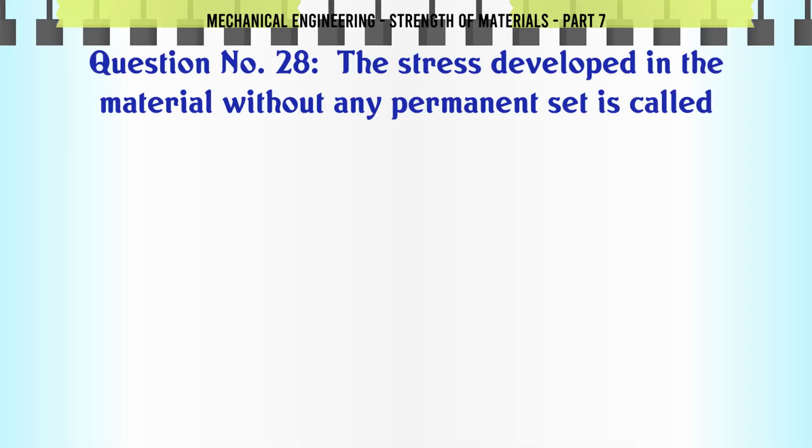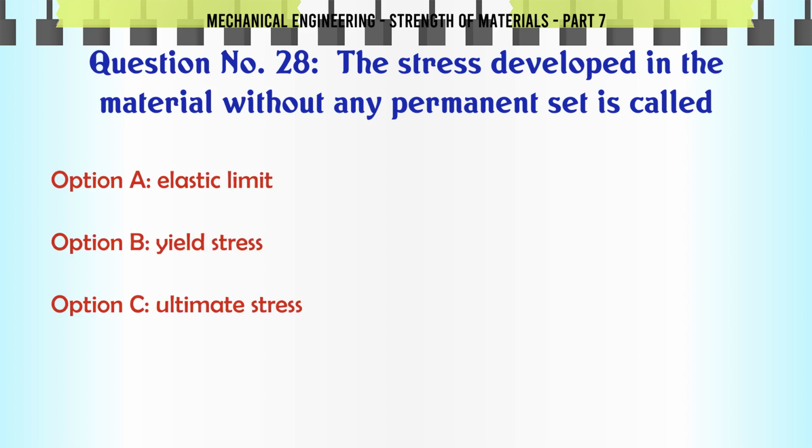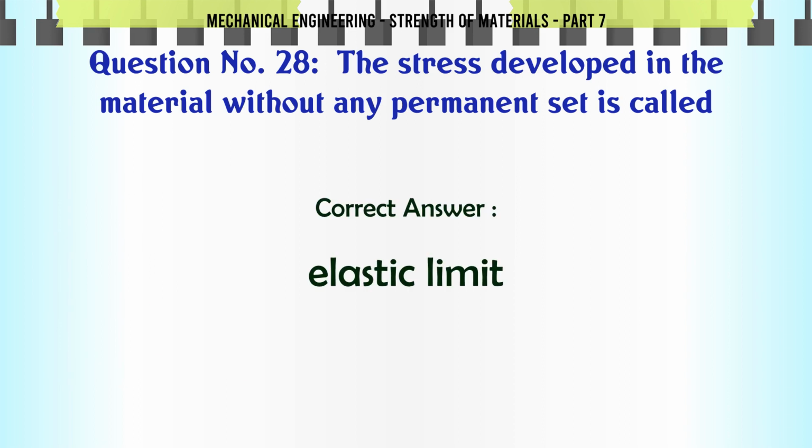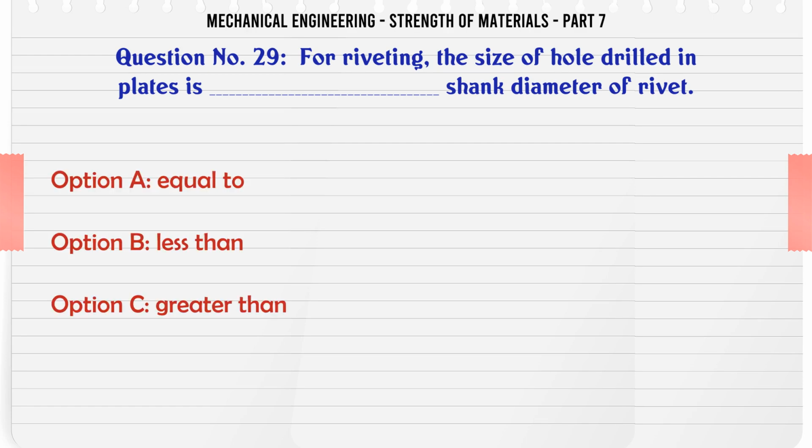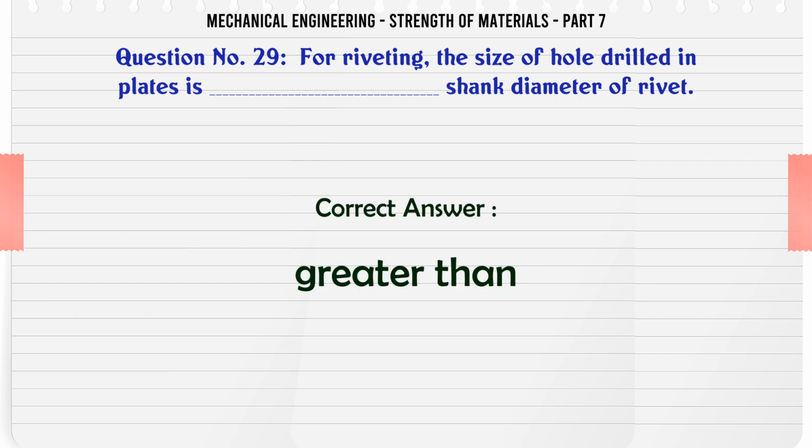The stress developed in the material without any permanent set is called: A. Elastic limit, B. Yield stress, C. Ultimate stress, D. Breaking stress. The correct answer is elastic limit. For riveting, the size of hole drilled in plates is shank diameter of rivet. A. Equal to, B. Less than, C. Greater than. The correct answer is greater than.